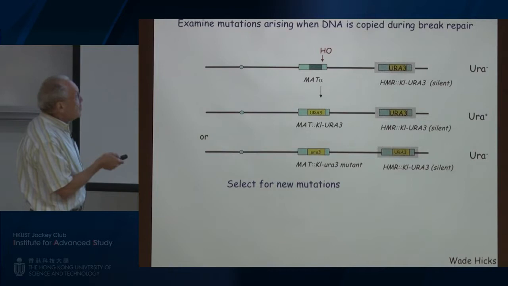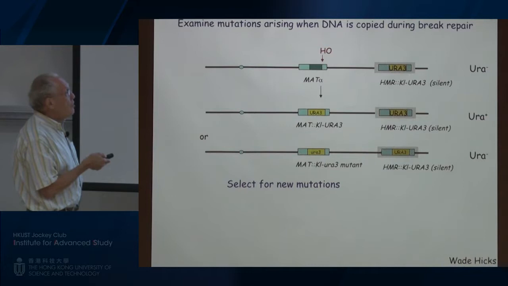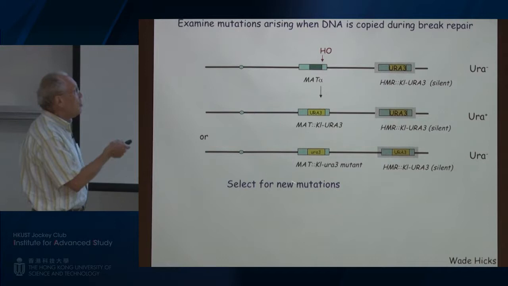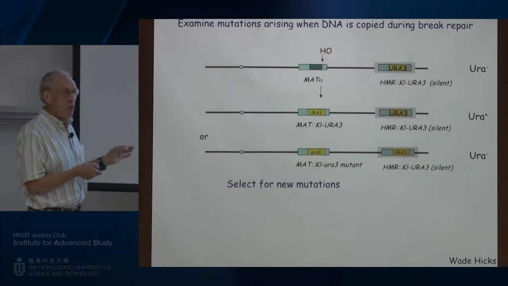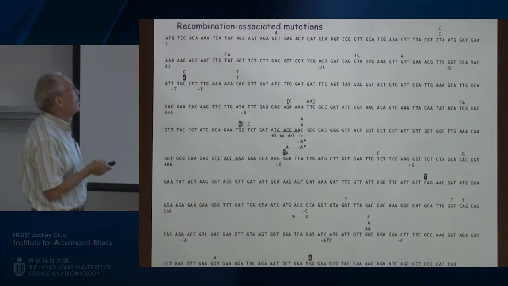we unsilenced the silent locus by a chemical trick. If you interfere with the silencing process, which requires a NAD-dependent histone deacetylase, by adding nicotinamide to the medium, now this locus becomes unsilent, and the cells go back to being Ura plus because this copy is wild type. And that means that all the mutations I'm going to tell you about happened for sure during the process of copying during this DNA repair process. That was critical because we didn't want to worry about mutations that had pre-existed here that would jump into this location.